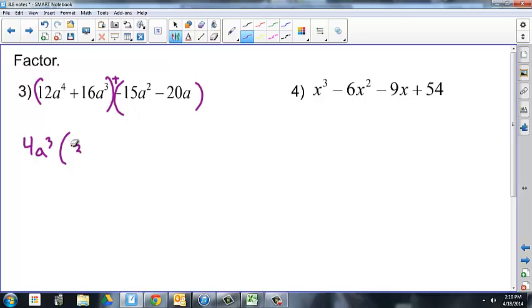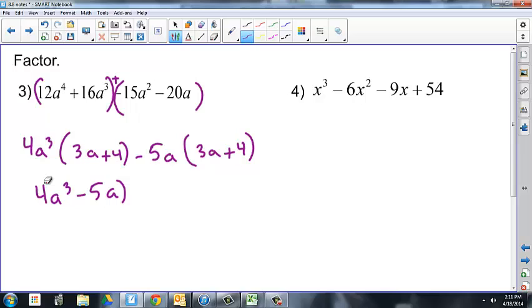So I'm going to do 3a plus 4. Now, when I look at the last two terms, I can factor out a negative 5 and I can factor out an a, and that would leave me with 3a. Careful on this sign here, but it's plus 4, because remember, negative 5a times positive 4 would give me a negative 20a. So then my next step looks like this: 4a cubed minus 5a times the quantity of 3a plus 4.